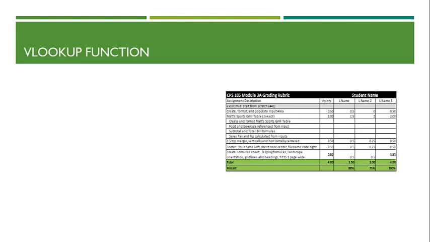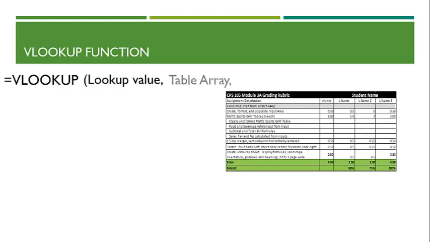The VLOOKUP function. The VLOOKUP function arguments include the lookup value, table array, a column number, and whether Excel is looking through a range or an exact match. I'm going to use my grading rubric as an example. I want to have Excel look up the student's percent and assign a letter grade to it.